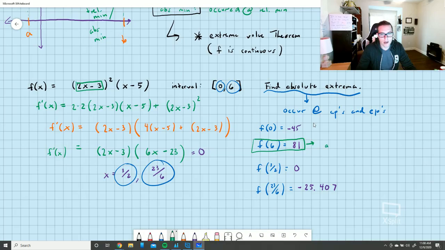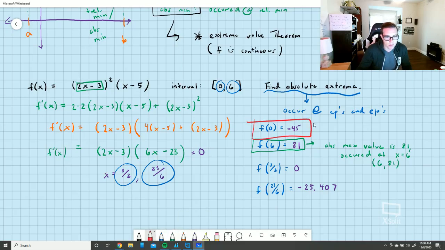You say the absolute max value is 81, and it occurred at x equals 6, or you could just give me the coordinate (6, 81). But this notation is going to be very important second semester, where I say the value and I say where it occurred. And then the minimum is right here.